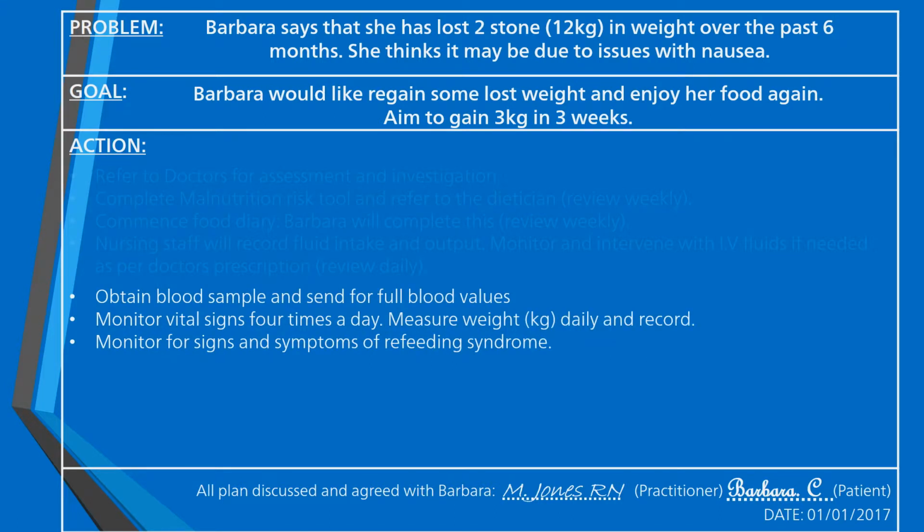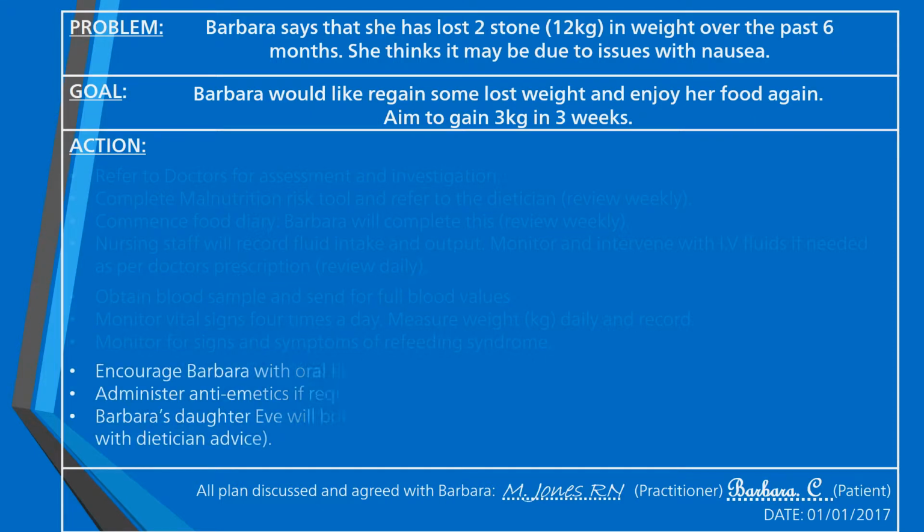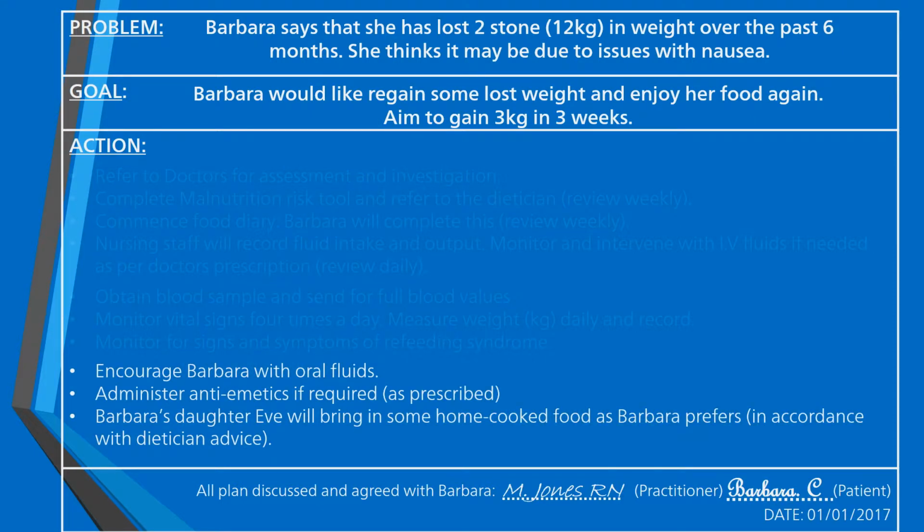Obtain blood sample and send for full blood values. Monitor vital signs 4 times a day, measure weight in kilos daily and record. Monitor for signs and symptoms of refeeding syndrome. Encourage Barbara with oral fluids. So I'm not telling her what to do, I'm encouraging her, I'm enabling her, I'm motivating her. Administer antiemetics if required, as prescribed.